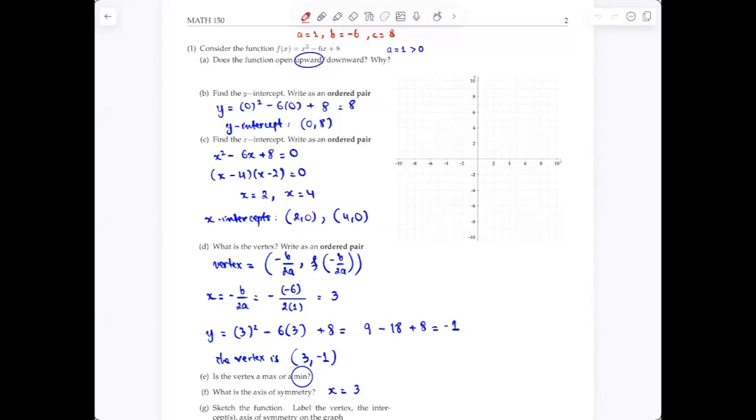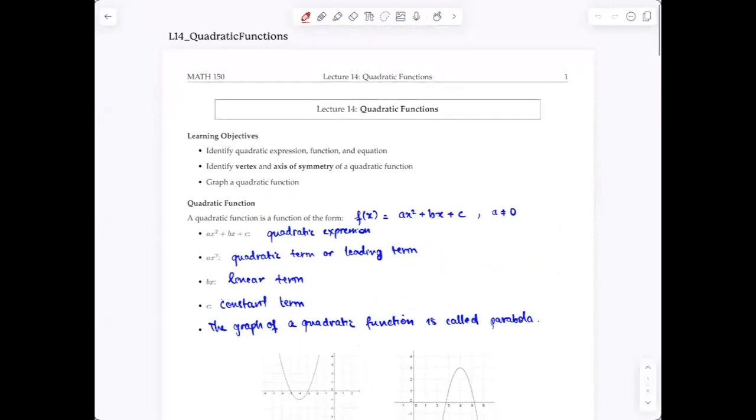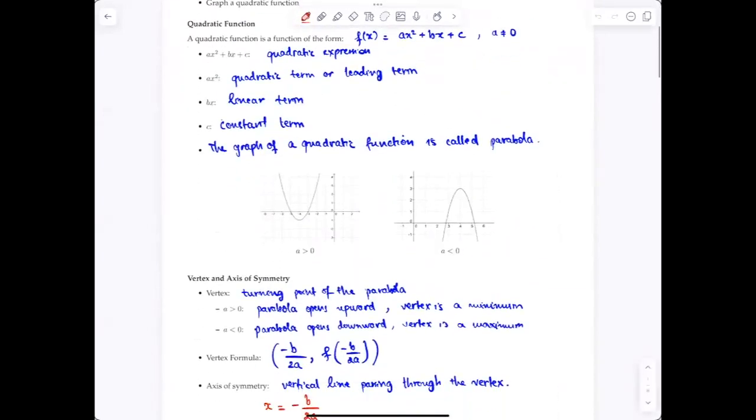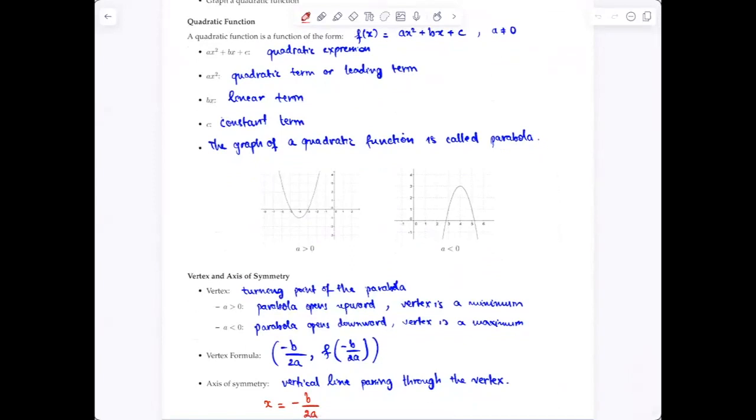So lecture 14 is about quadratic functions. A quadratic function is a function of the form ax squared plus bx plus c, and we impose the condition that a is different from 0. Otherwise, when a is equal to 0, you obtain a linear function back, and we don't want that. We learned that the graph of a quadratic function is a parabola. The parabola opens upward when the leading coefficient a is positive, and opens downward when a is negative.